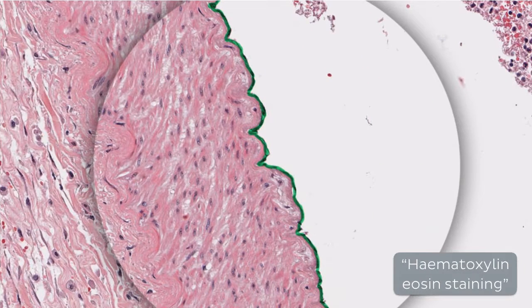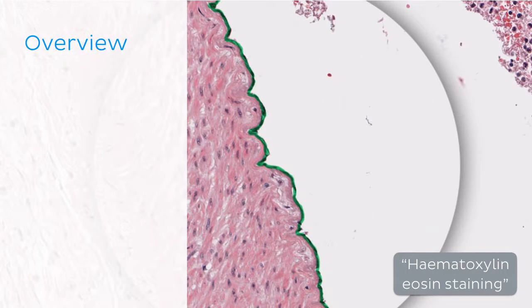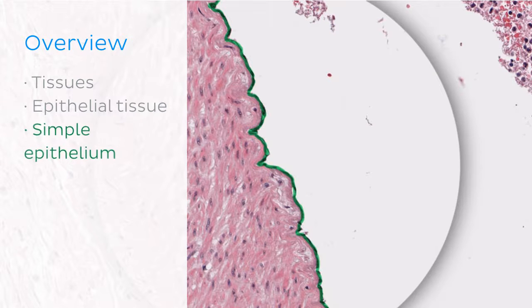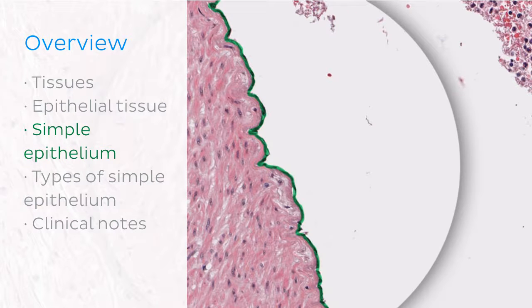Before we dive in, let me first give you a quick overview of what we're going to talk about today. We're going to work in a fashion that starts as very broad and general, then we'll get more and more specific as the tutorial moves forward. First we'll look at the tissues of the body, then we'll move on to define epithelial tissue. After that, we'll focus specifically on simple epithelium, the topic of this tutorial, as well as exploring different types of simple epithelium and where it's found in the body. We'll then round off with some clinical notes that are relevant to the topic.